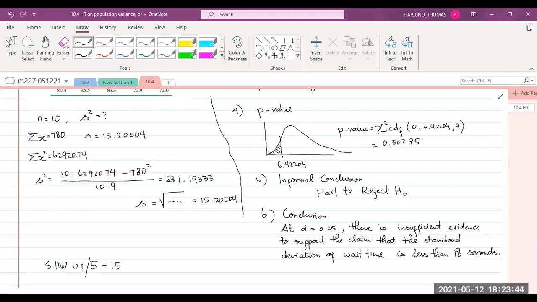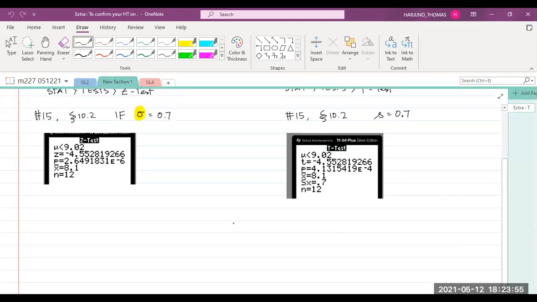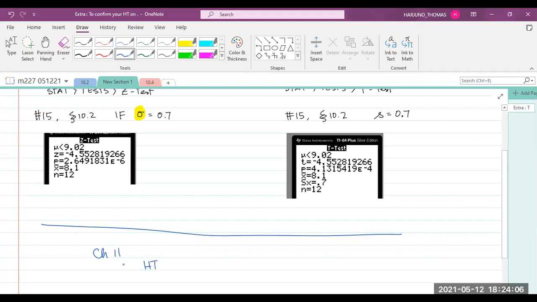Now that's for 10.4. The reason I want to go a bit faster is because of the following. What I plan to do: we still have 4 sections to cover, and those 4 sections are from chapter 11. We have hypothesis testing, I think that's 11.1, hypothesis testing on 2 population proportions.